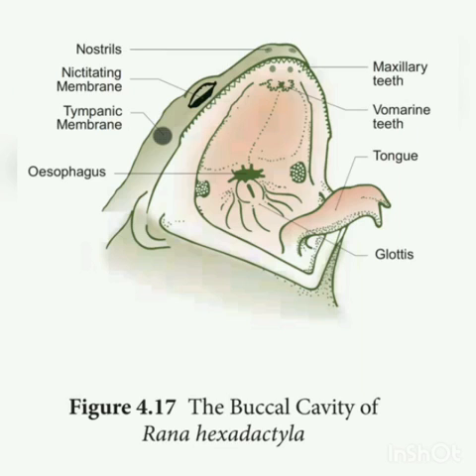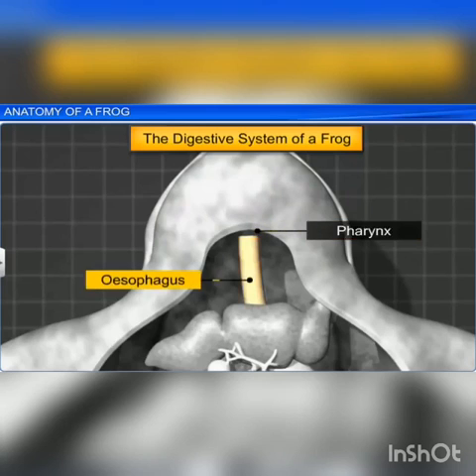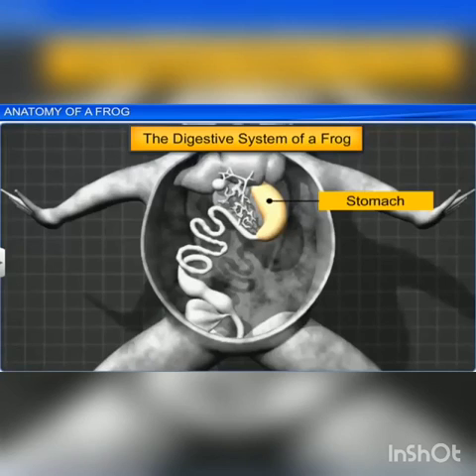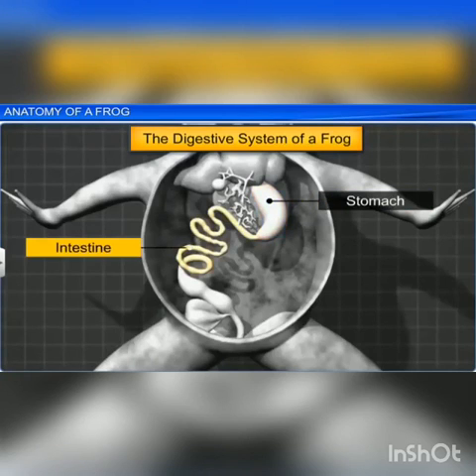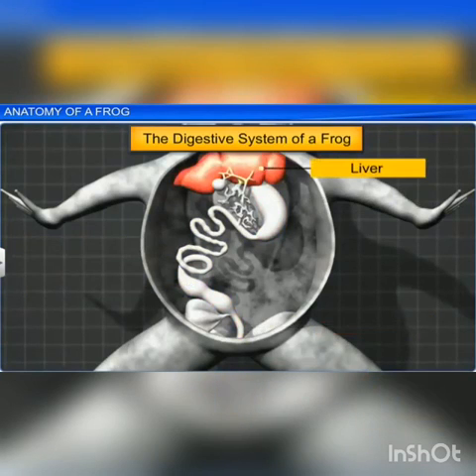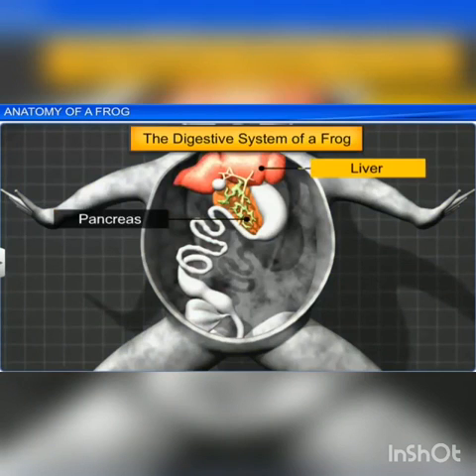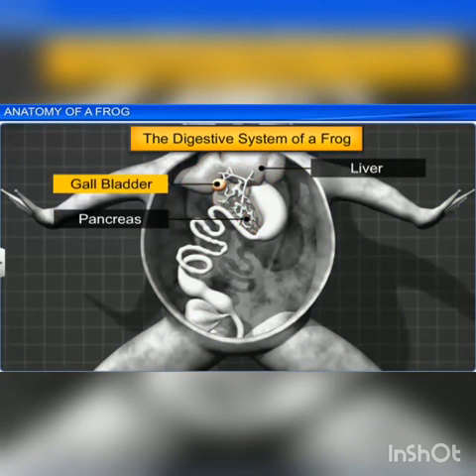The mouth opens into the buccal cavity that leads to the esophagus through the pharynx. The esophagus is a short tube that opens into the stomach. Then the stomach continues as the intestine, rectum and finally opens outside by the cloaca. Here the digestive glands are liver and pancreas. Liver secretes bile which is stored in the gallbladder.